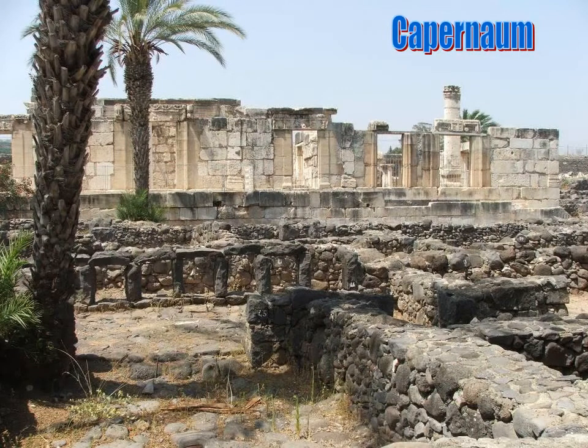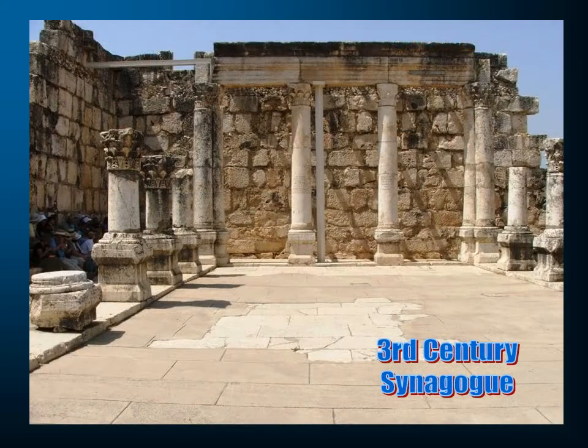There has been discovered a synagogue in Capernaum. However, the ruins that you see here date to the 3rd century AD. However, that synagogue was built over top of an older synagogue. Notice the black basalt rock at the bottom of the synagogue structure, and that was part of the original synagogue that was located beneath the present one.